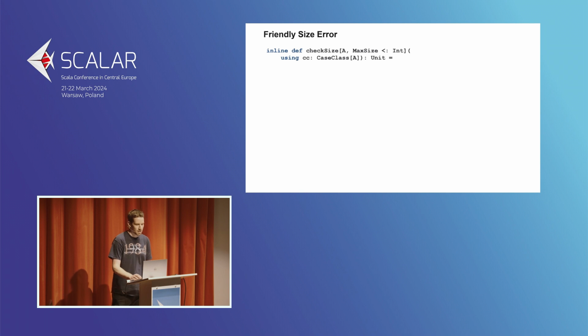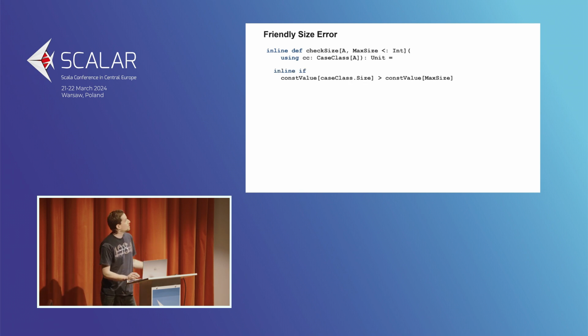So let's try to use this. We change the signature again. Now we take the int as a type parameter rather than a value, and we do pretty much the same thing, but we use the constValue call to get the size of the case class as a type, and the max size as a type as well. We then do the comparison.